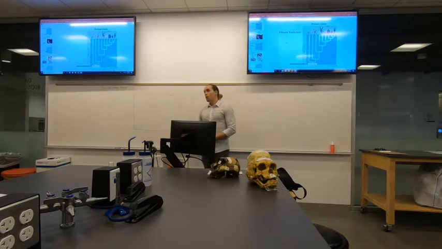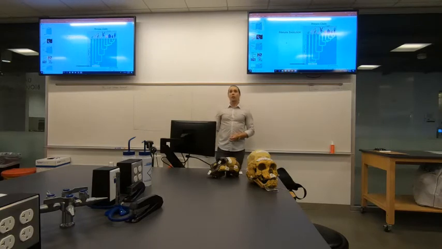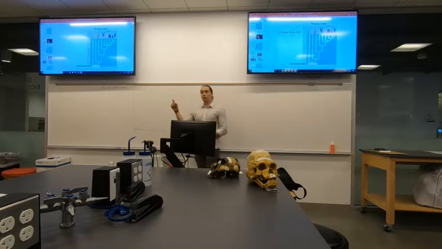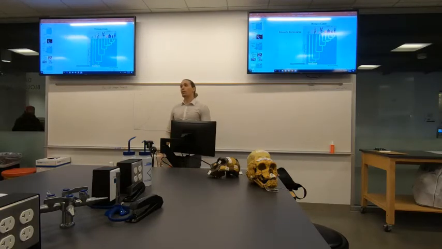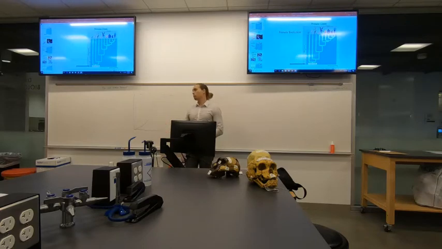Prehensile tail? Who wants to field that one? What's a prehensile tail? It can grab things. They can wrap it around stuff and actually hold on to it. So monkeys with prehensile tails can hang from a tree branch by their tail.